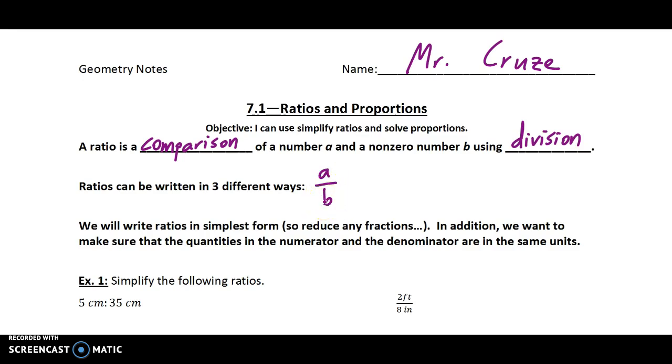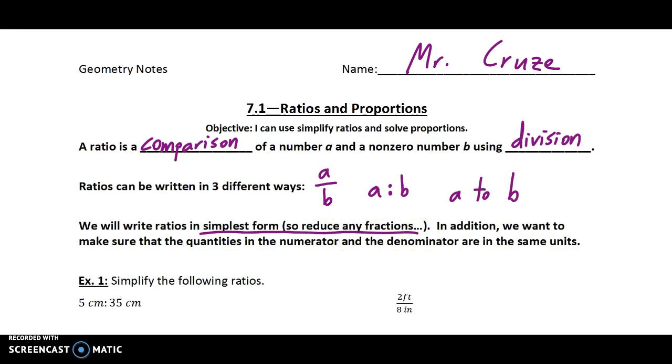Ratios can be written in three different ways. One is as a fraction, a over b. Another is with a colon, a colon b. Those mean the same thing. Those of you into modeling and things like that might have seen ratios of like 1 to 100. Those are all ratios. And of course you can just write it out, A to B, it's just a comparison of A to B, 1 to 100, right? We're going to write ratios in simplest form, okay? So go by those old rules that all your previous teachers ever told you.